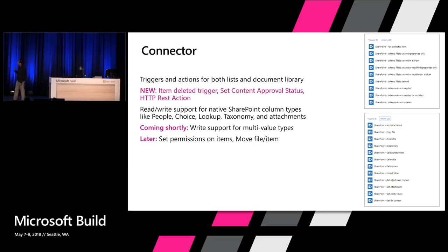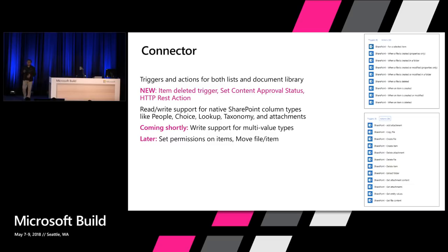Here on the right-hand side, you'll see a few examples of those triggers and actions. We have triggers, for example, for when a new file is added, when a new item is created, when an item is modified, when an item is deleted, etc. In terms of actions, you can create a new file, you can delete attachments, delete files, etc.